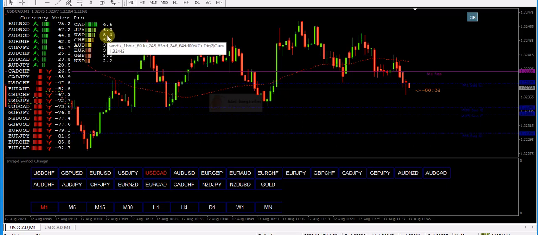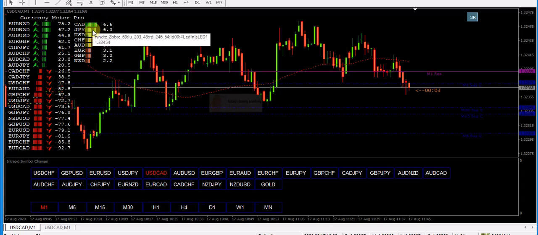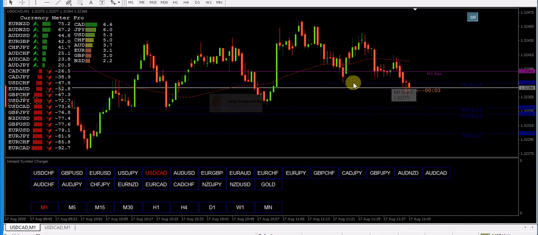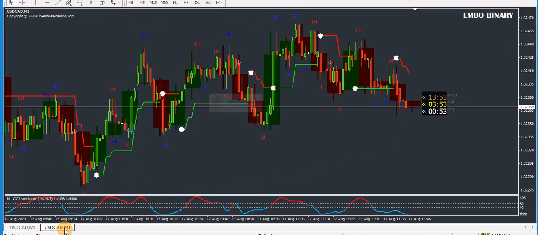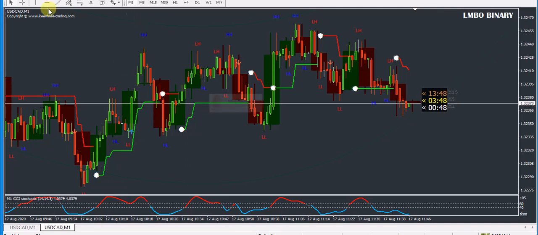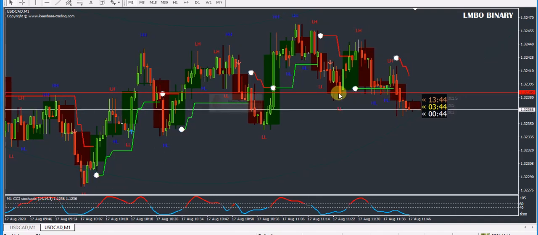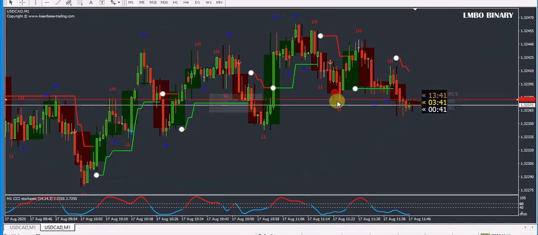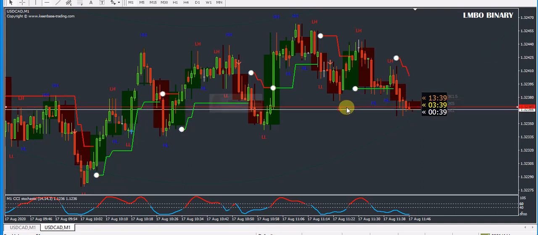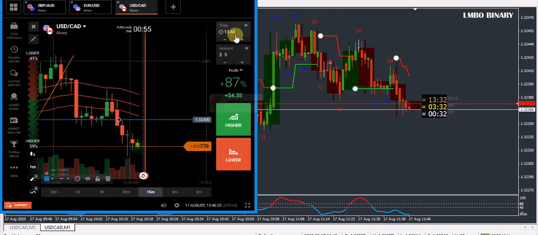So USD is not stronger, but now it's coming to the 50%. When both CAD and USD come to the same value, it will be a range. So we must wait. It must retest the level. The level can be any. I think that this is also a level. This is also a level. It's retested. Now, yes, from that the market will move down for 5 minutes.